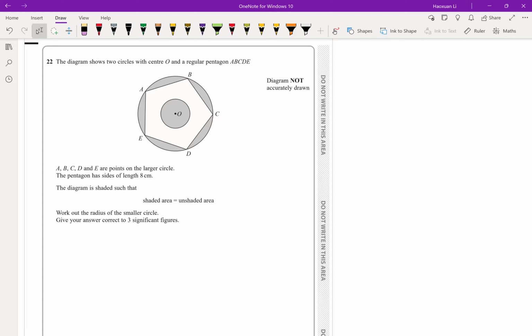So the diagram shows two circles with center O and a regular pentagon ABCDE. So here, as you can see, ABCDE are points on a larger circle. The pentagon has side length 8 cm. The diagram is shaded such that the shaded area is equal to the unshaded area. Work out the radius of the smallest circle. Give your answer correct to 3 significant figures.